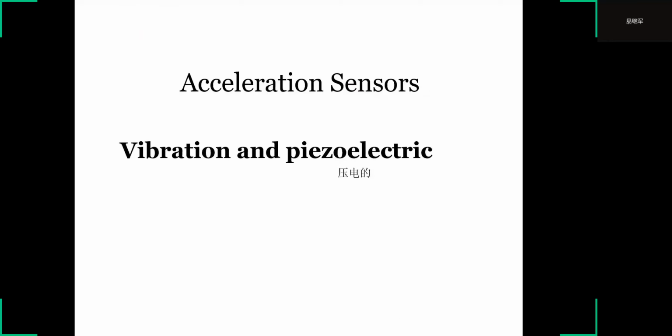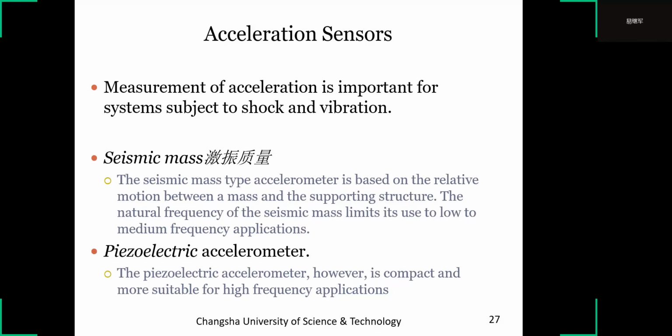Next, acceleration sensors. Vibration and piezoelectrical. Acceleration sensors. Measurement of accelerations is important for systems subject to shock and vibration.